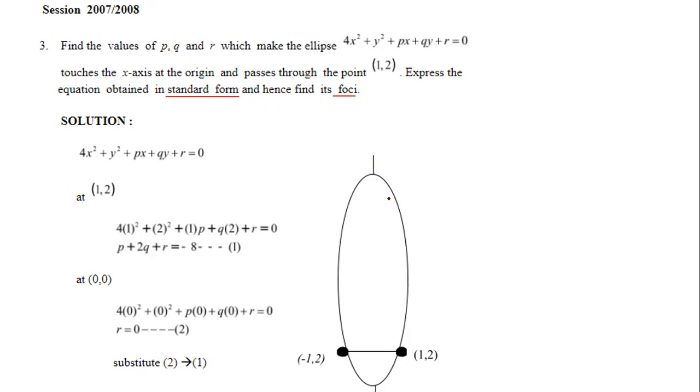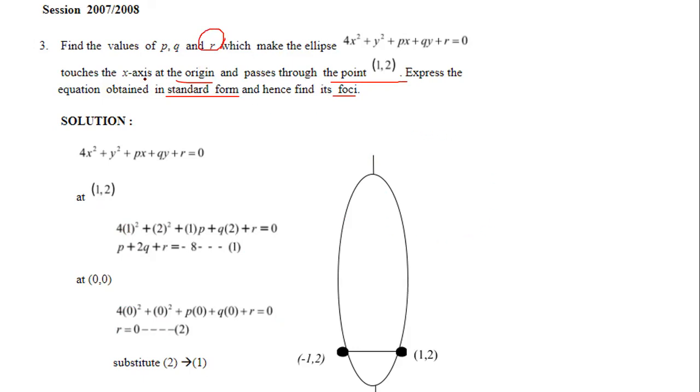Okay, so from the question given, we can substitute the point that is given, 1, 2. At 1, 2, we substitute, and we will get this equation. Then it also gives a hint about the origin and this point. Origin means that it also passes through the origin. So we can substitute 0 inside, and we get r equals 0. So we can find the r value already.